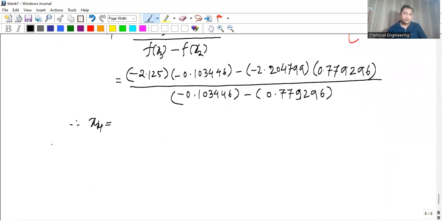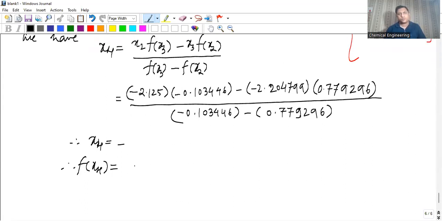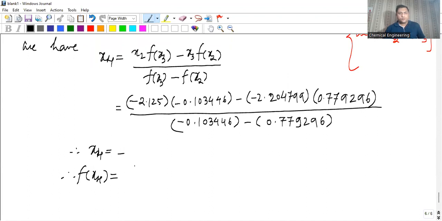So calculate what is x4. This will be minus... what is the value you are getting?